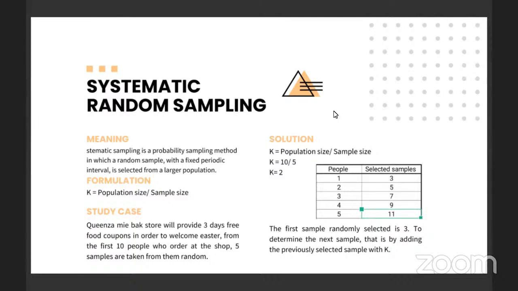So the K is 2. Now, the first sample randomly selected is 3. To determine the next sample, we add the previously selected sample to K. Like the selected sample is 3, so the next sample is adding 2, so 3 plus 2 is 5, and so on. Next.